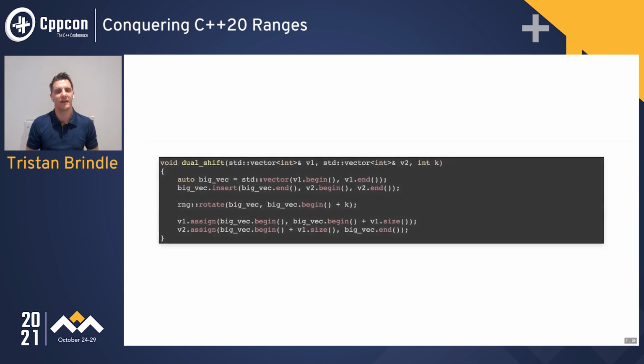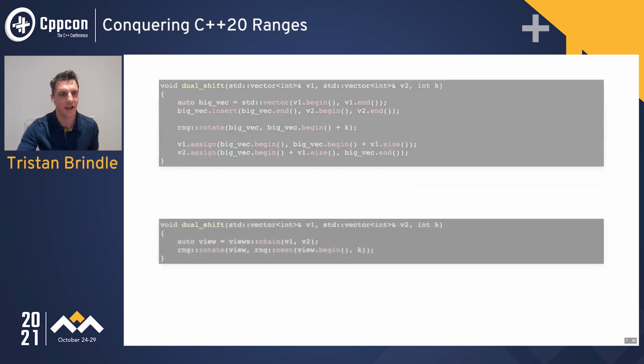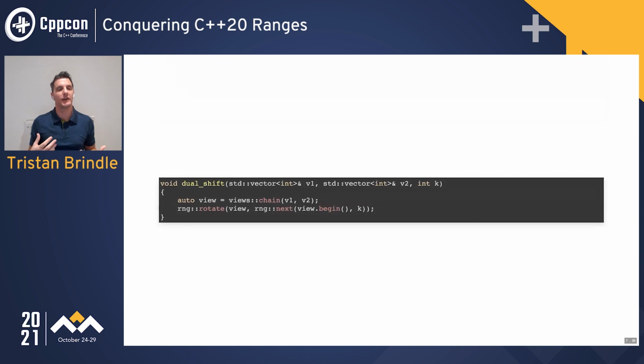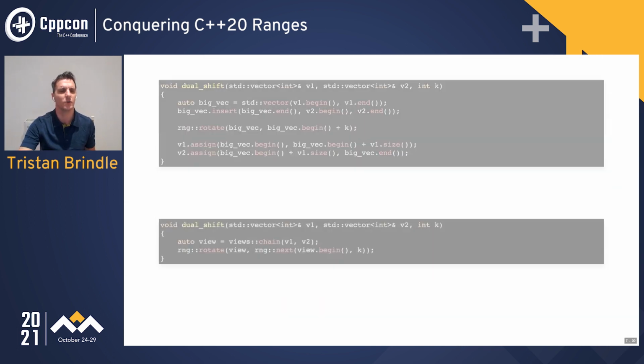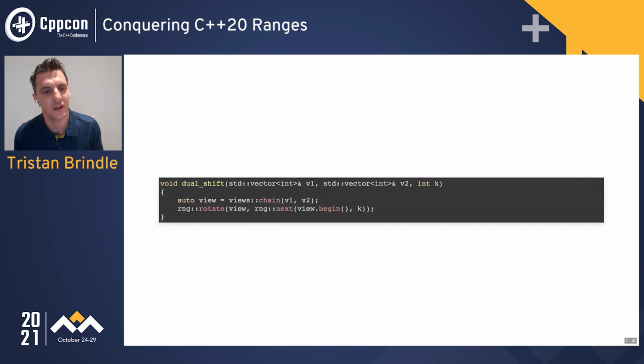So we put all of that together. We have our chain view, and we can take all of this horrible dual shift, horrible vector copies that we were doing before. And now that we've got a forward range, rotate works with forward ranges. So now that chain is returning forward iterators, we can use rotate with it. And we can replace all of this horrible code we had before with this one or two liner here.